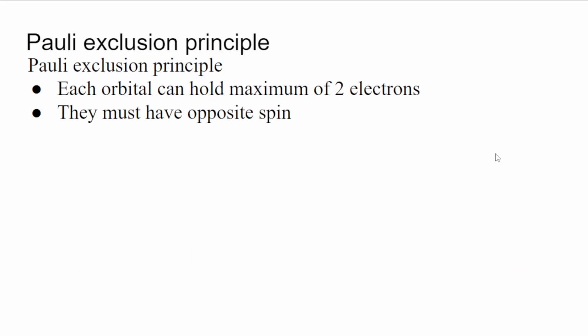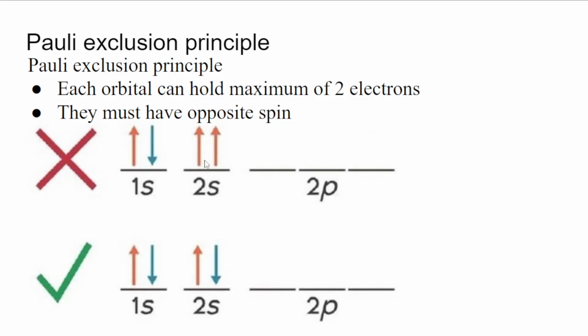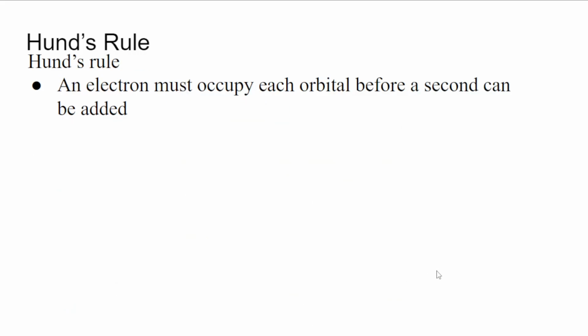Then you have the Pauli exclusion principle, which means that each orbital can only hold a maximum of 2 electrons, and they must have the opposite spin. So your arrows, that's what that was. Up spin, down spin. Now this is incorrect because you can't have 2 that have the same spin. But this one is correct because up spin, down spin, up spin, down spin. And notice that for the p orbital, there are actually 3 p orbitals. Each of those hold 2 electrons.